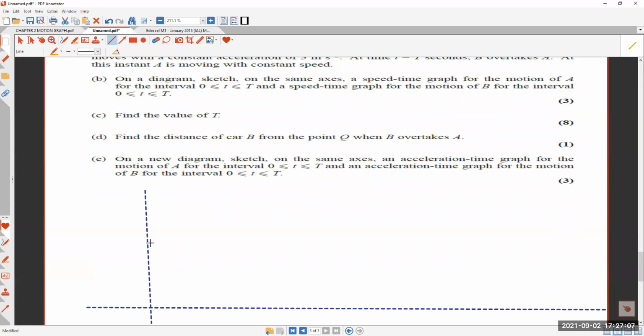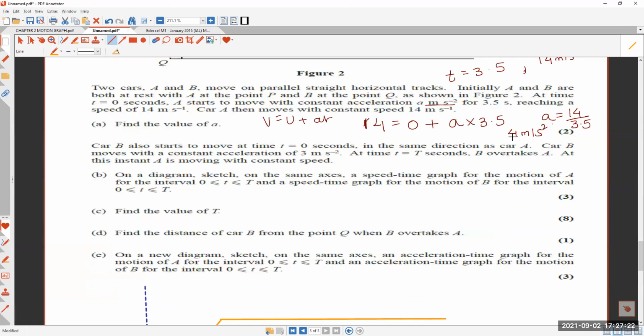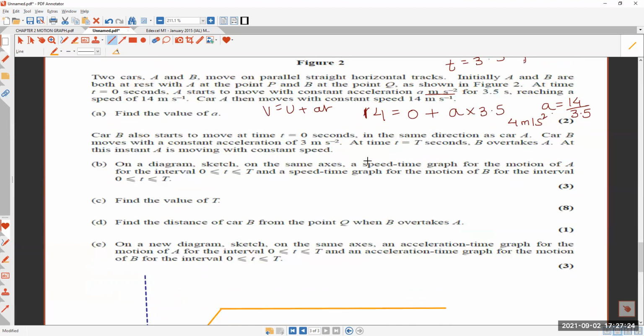Eta solid line. Let us talk about car A now. A was accelerating, then it was moving at constant velocity. This was A. Now B is accelerating at how much meter per second square? 3. And this one was 4. So the slope of B will be less, because A's acceleration is how much? 4 meter per second square. B's acceleration? 3.